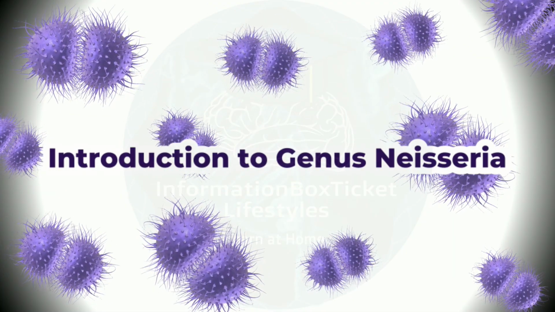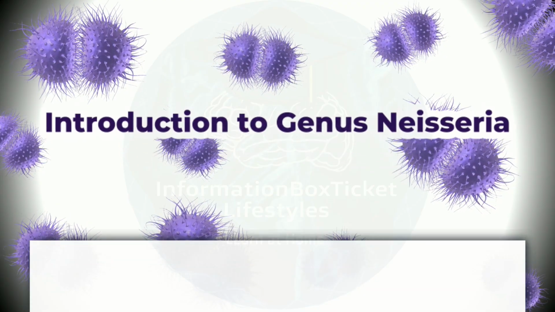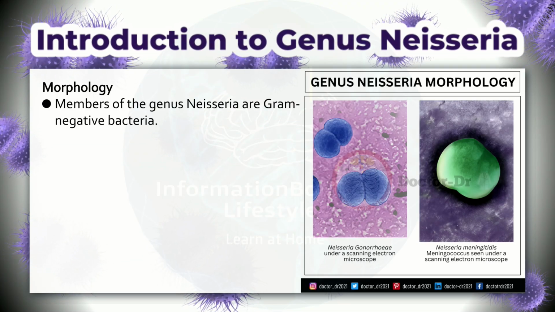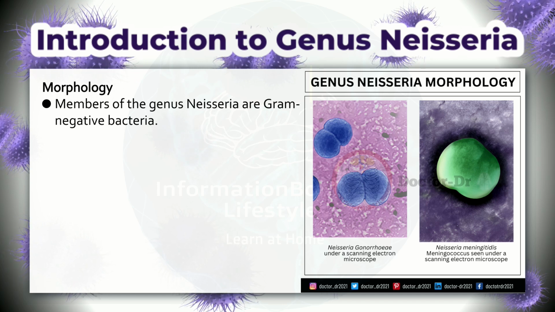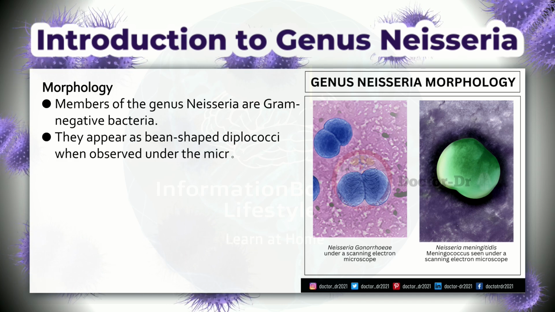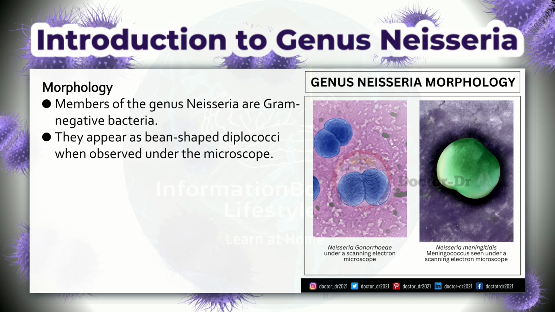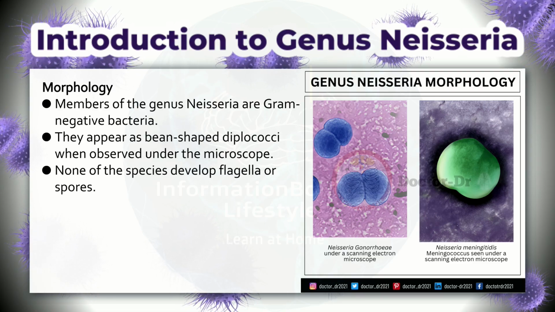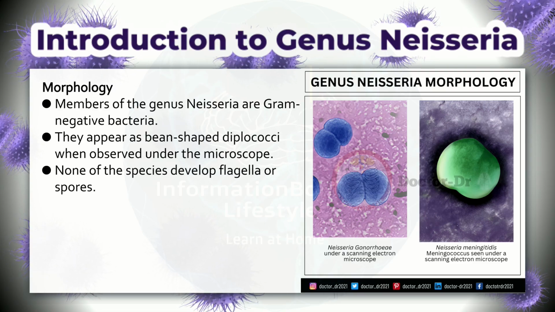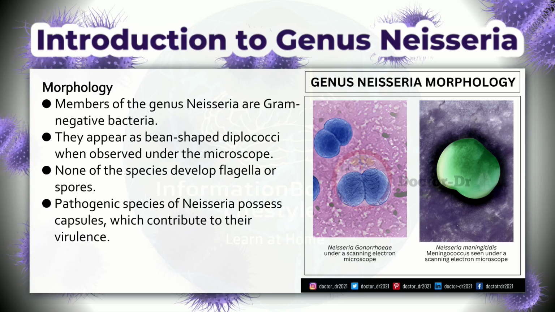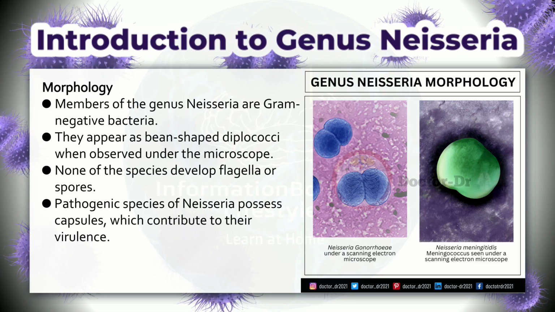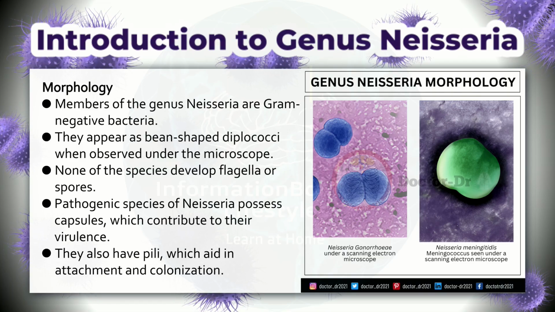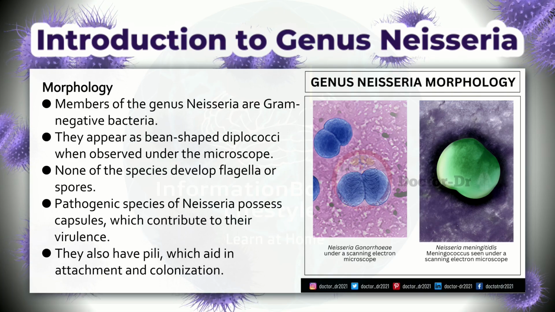Introduction to Genus Neisseria. Morphology. Members of the genus Neisseria are gram-negative bacteria. They appear as bean-shaped diplococci when observed under the microscope. None of the species develop flagella or spores. Pathogenic species of Neisseria possess capsules, which contribute to their virulence. They also have pili, which aid in attachment and colonization.